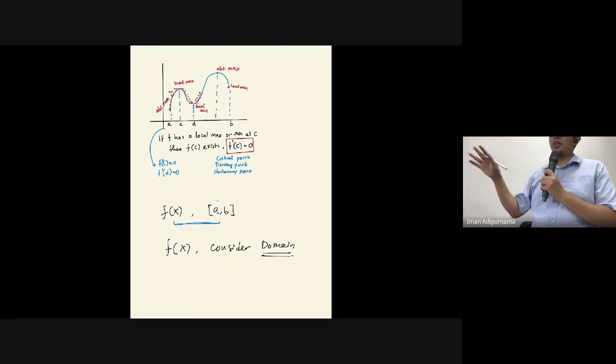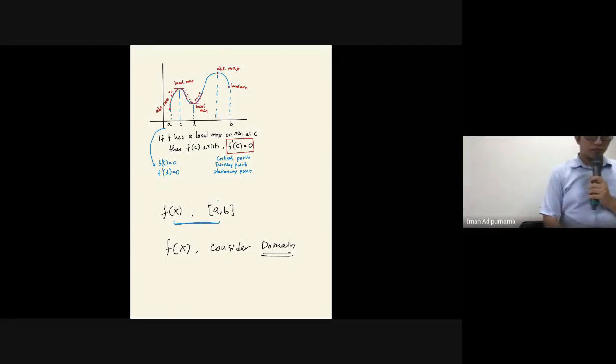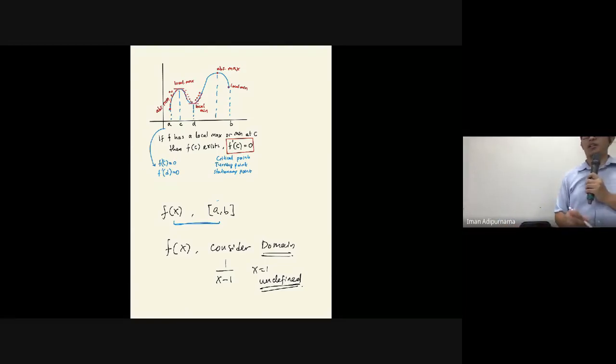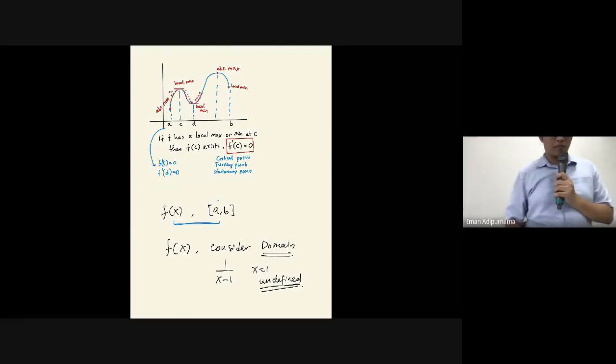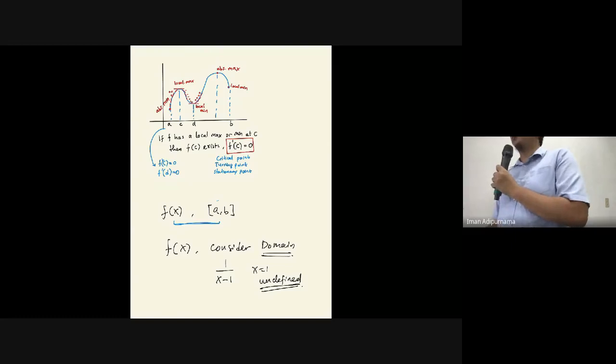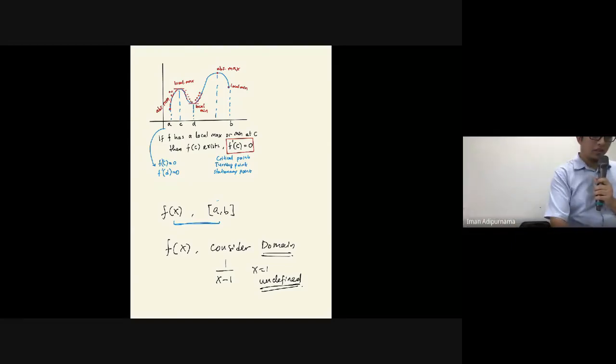Whenever the function is, for example, 1 over x minus 1, it can be undefined, right? When x is equal to 1, this is undefined. And what happens when the point is undefined? If it is a hole, then it's not a continuous function, right? But if it is pointing like this, it is also undefined, right?